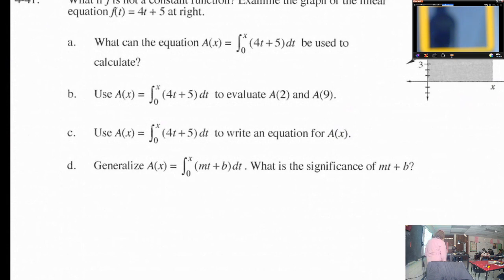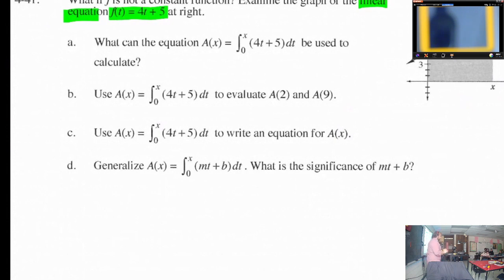Now, the first thing we should do before we even try to answer anything, we should really read everything and understand what question A is asking, because that's really at the heart of what's going on today. So 441 says, what if f is not a constant function? So we got a linear equation here. Linear equations in the form of mx plus b. In this case, it's 4t plus 5. You see it graphed right there.